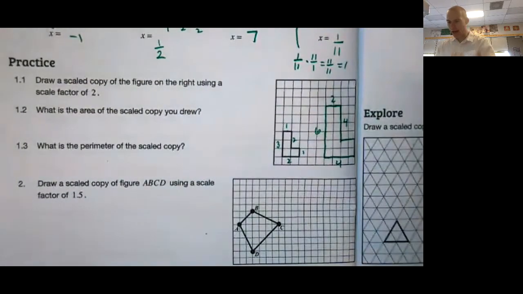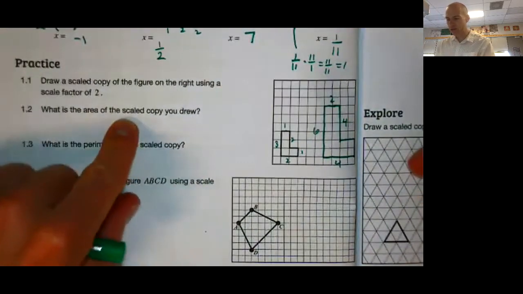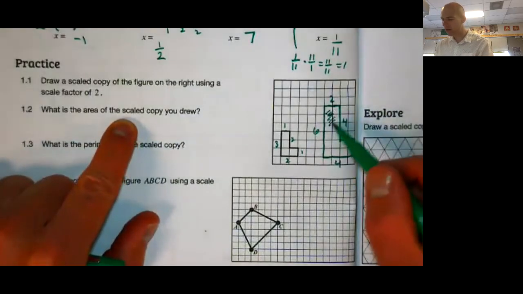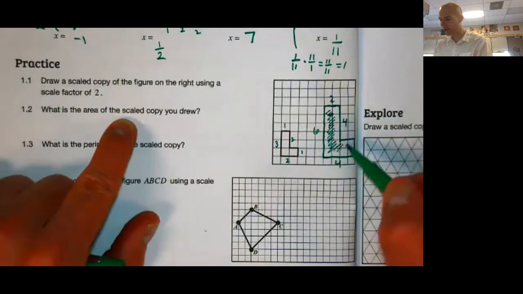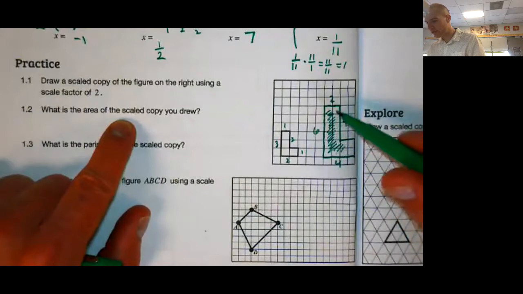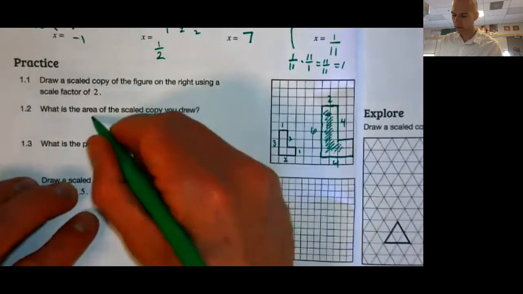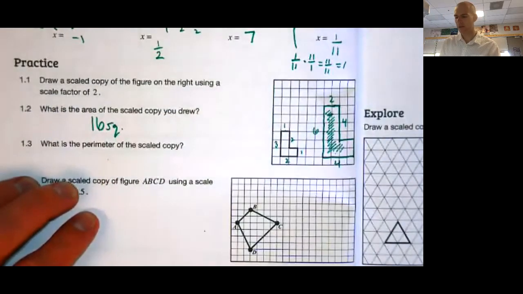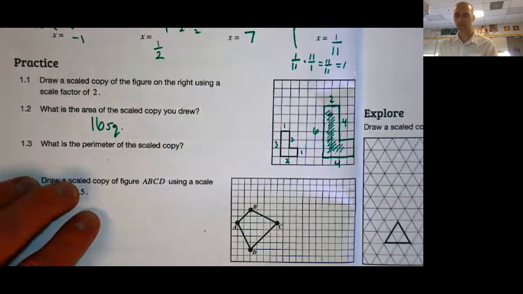If you want to be super thorough, maybe label some dimensions here. And then it says, what is the area of the scaled copy you drew? The area is just the space inside. And we can do that just by counting the boxes. Let's see here. 1, 2, 3, 4, 5, 6, 7, 8, 9, 10, 11, 12, 13, 14, 15, 16. 16, I don't know, squares. Usually you put a unit on your areas and your perimeters.